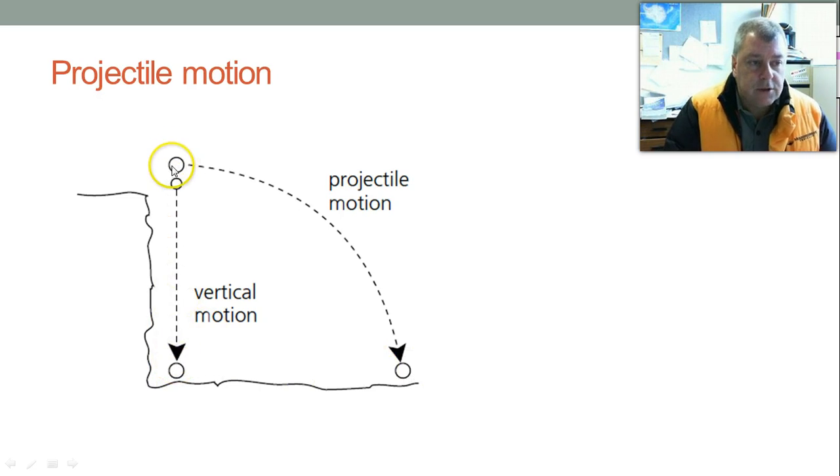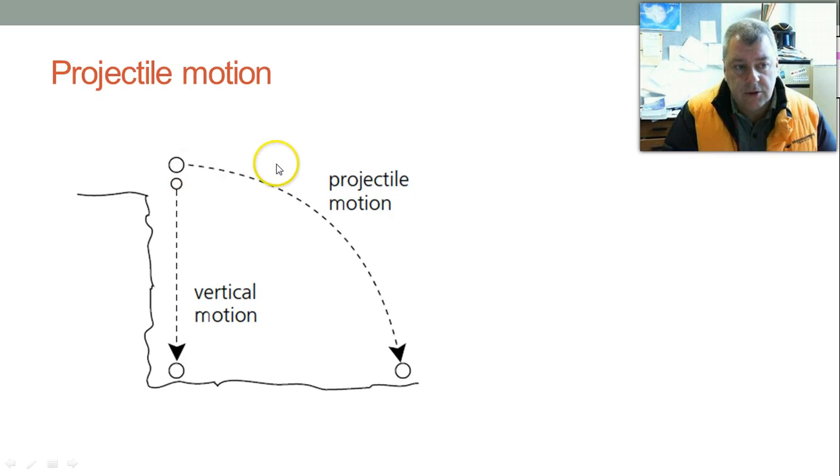Now, if we had two balls here and they were identical, and one was launched with a horizontal velocity and the other one was just dropped, we need to also recognize that both the balls would hit the ground at the same time. So the time it takes for this ball to fall is the time it takes for this ball to do this pathway here.